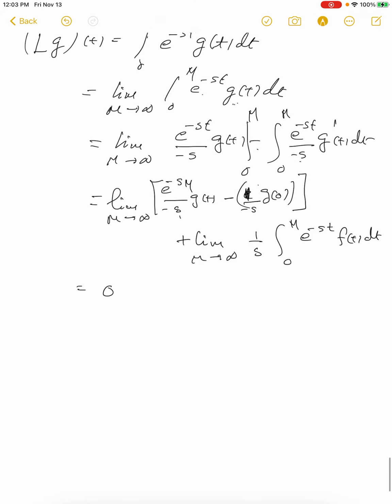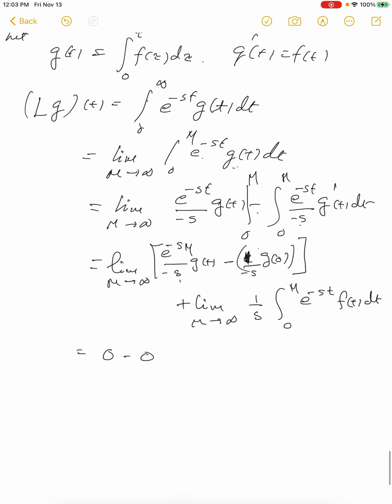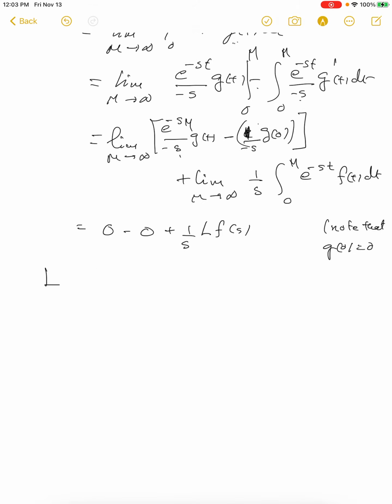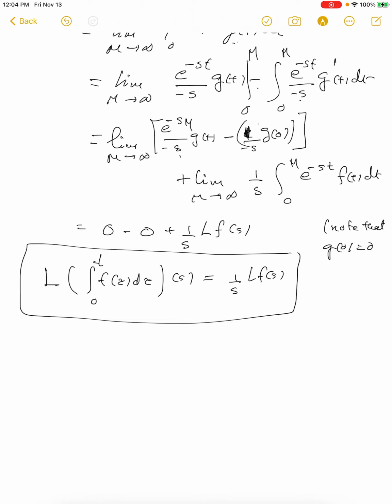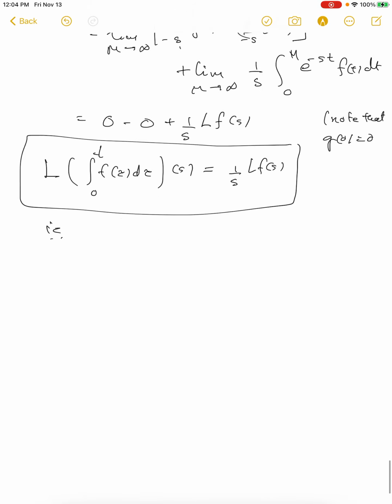So now you see that the first limit is 0, and g of 0 is 0. Notice that g is just the integral from 0 to t, so g of 0 is 0, and this becomes 1 over s times the Laplace transform of f at s. In other words, the Laplace transform of the integral from 0 to t of f of tau d tau at s is equal to 1 over s times lf. So integration gets converted into division by s. That's the way you would like to remember this.